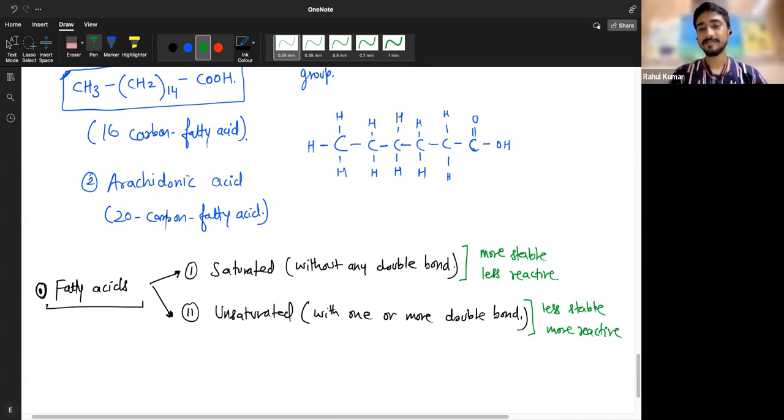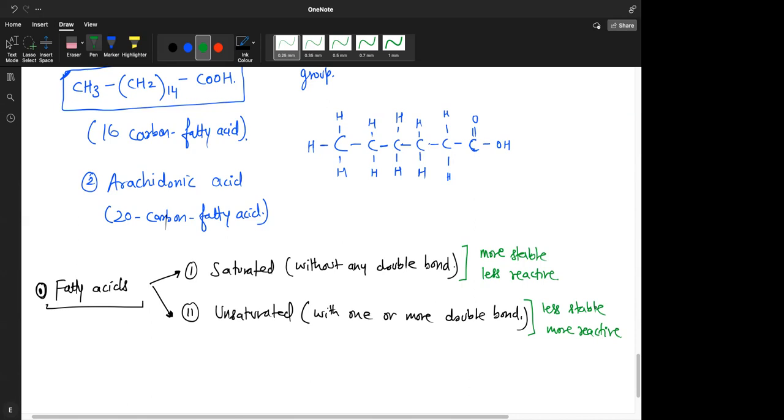What is the logic? How can you connect more stable, less reactive, less stable, more reactive with harmful or useful in our body? What kind of substances are useful in our body? So let me go through this. To make your muscles, to grow your body, to grow in size, what do you need? Proteins. Yes, very good.